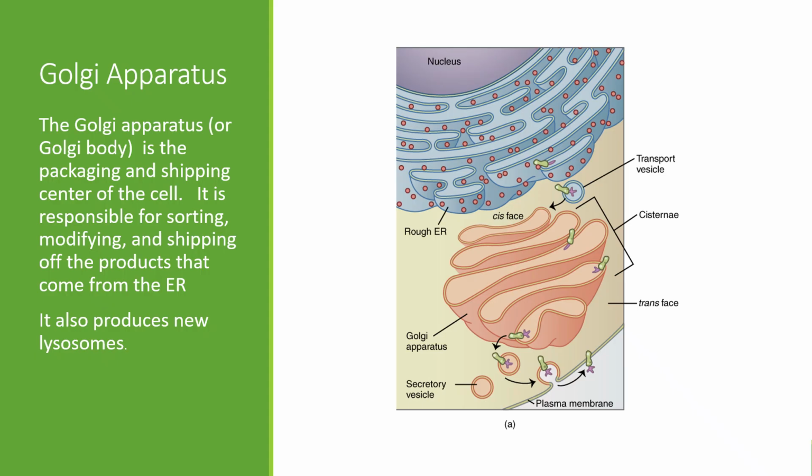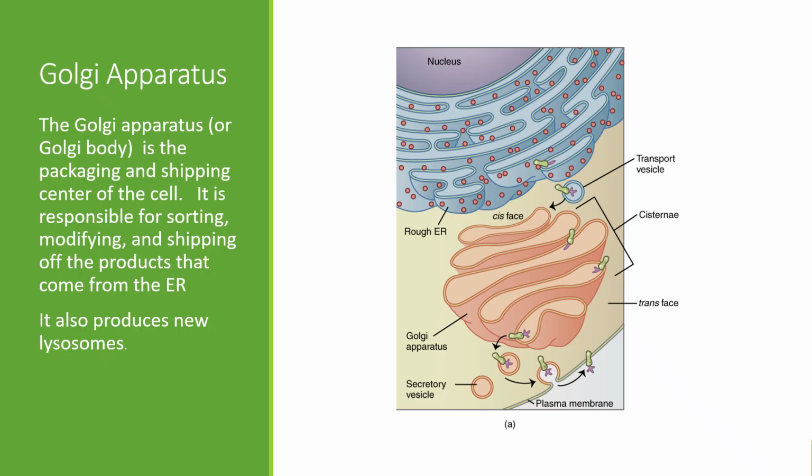The Golgi apparatus, also known as the Golgi body. So Golgi is somebody's name, Dr. Golgi. And so when you write out Golgi apparatus, you would want to capitalize Golgi, just the G in Golgi, since we do that with somebody's proper name. This is the packaging and shipping center, or the UPS store, of your cell.